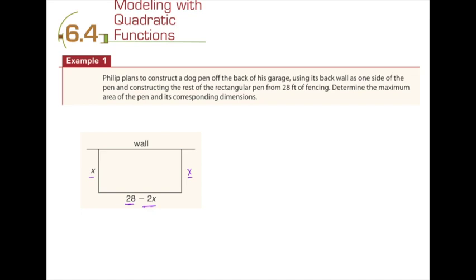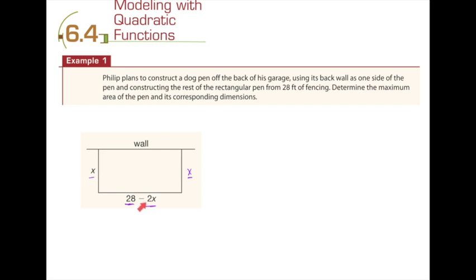Okay, so I could have done it the other way. I could have said Y and Y and 28 minus 2Y, but typically your variable there that you plug in is going to be an X. So 28 feet of fencing, we used up X's here. So this dimension here is going to be 28 minus what I've already used.